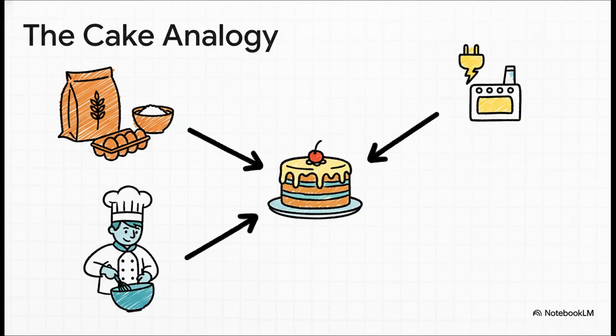Let's make this super simple. Think about baking a cake. Your direct materials? Well, that's easy. Flour, sugar, eggs. The direct labor? That's the baker, putting in the work. And the overheads? That's all the other stuff you need. The electricity for the oven, the rent for the kitchen space. You absolutely cannot bake that cake without all 3.